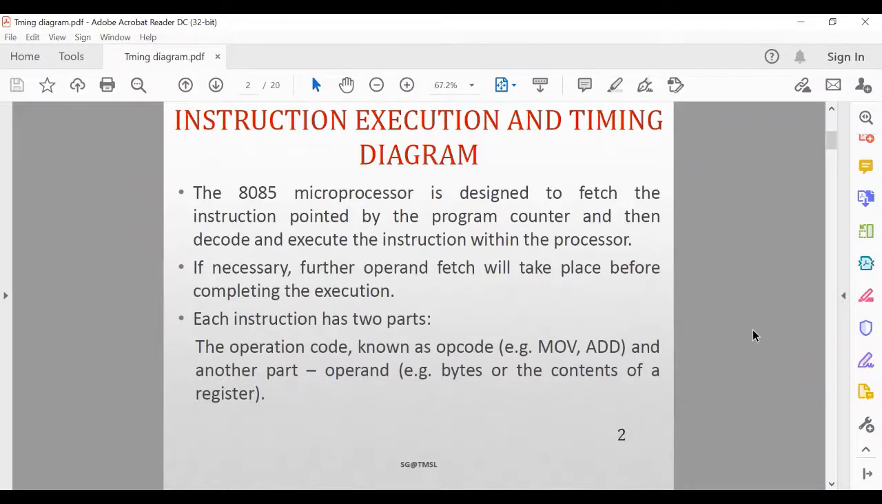And all of you know that every instruction has two parts. One is the opcode, another is the operand. Opcode means which operation is to be performed, the operation code. For example, move, add, these are opcodes. The other part, the operand, is the data or bytes or the contents of any register. So every instruction is opcode and operand. The operand may be given inside the opcode, sometimes based on the addressing mode, and sometimes it is specified separately from the opcode.